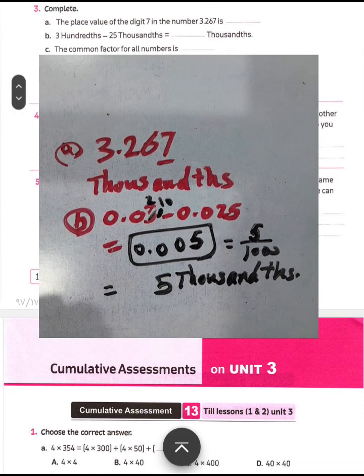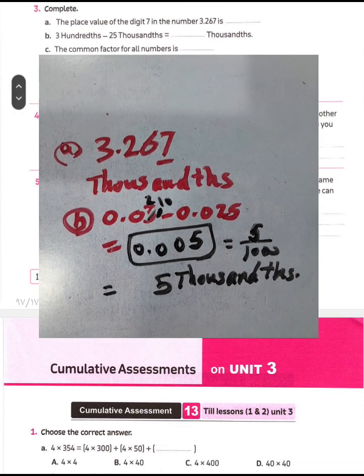Question letter C. The common factor for all numbers, it will be what? It will be 1. Okay? The greatest common factor is different from the common multiple. The common multiple for all numbers is 0, but the common factor for all numbers is 1.